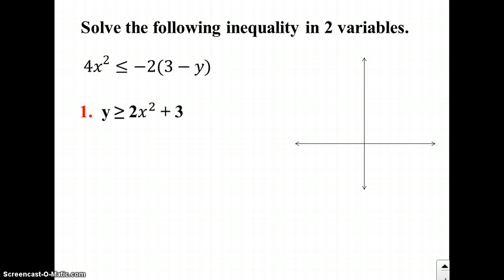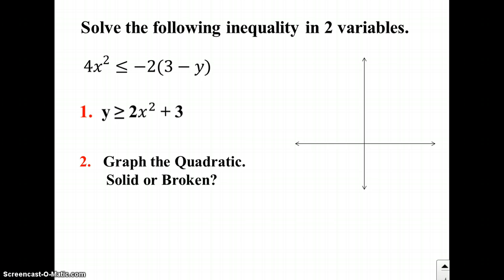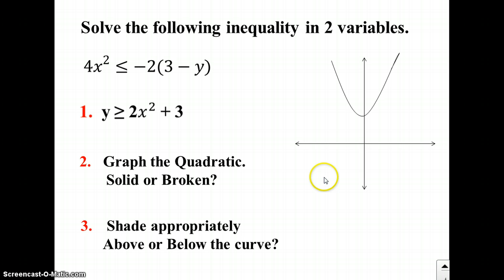Once you've got this inequality, we're going to graph the corresponding quadratic function. All right, so if I graph y equals 2x squared plus 3, it looks something like this. And I should decide whether the graph is solid or broken. So is this curve going to be a solid line or a broken line? Well, it's greater than or equal to, so it should stay solid. The last thing to solve this inequality, we're going to decide whether we should shade above or below the curve. Well, it says y is greater than or equal to, so we should shade above this curve. So all this section will be shaded in.